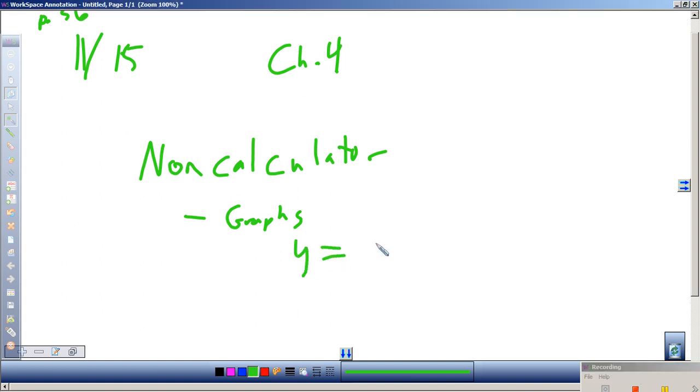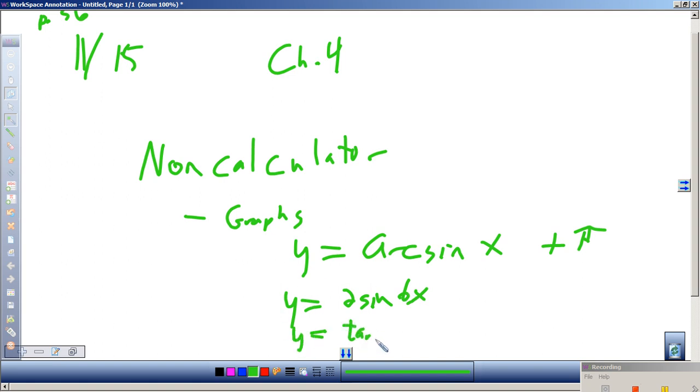So more like this one. y equals arcsine of maybe x plus 2, or maybe more likely plus pi. Make it better. But it should be a simple one. Maybe y equals 2 sine of 6x, or maybe y equals tangent of x over 2 minus pi over 4. Stuff like that. It's relatively simple.